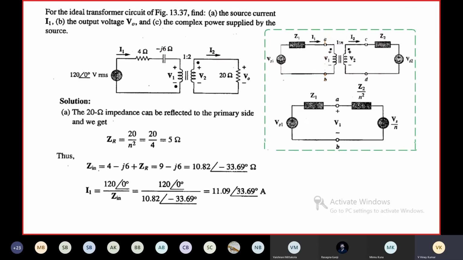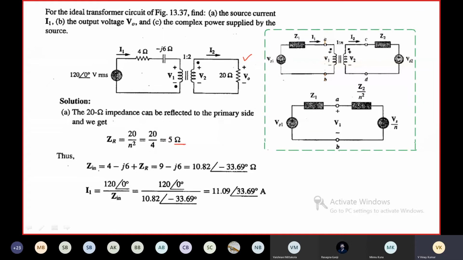So what we do is, let me shift this resistance to the primary side. Let us find the reflected impedance. If it is reflected to the primary, it is Z divided by N squared. So 20 by N squared, which gives 20 by 4. N is given. 20 by 4 is equal to 5 ohm.